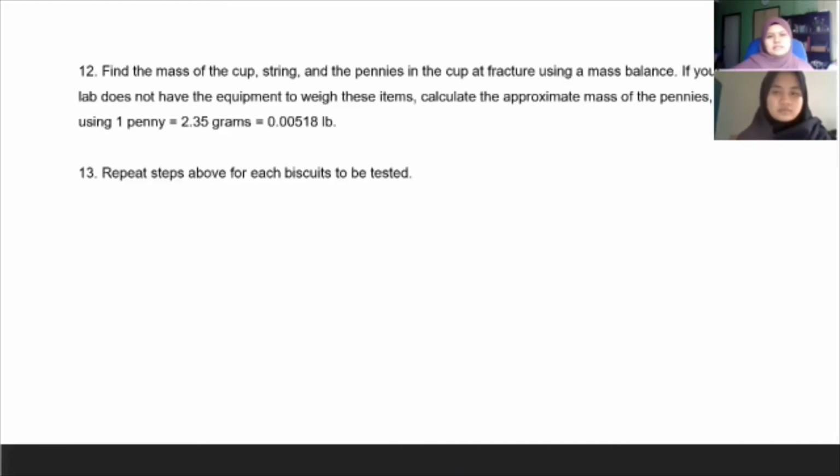Then, find the mass of the cup, string, and the pennies in the cup at fracture using a mass balance. If your lab does not have the equipment to weigh these items, calculate the approximate mass of the pennies using 1 penny equals 2.35 grams equals 0.00518 pounds. Then repeat the steps above for each biscuit to be tested.